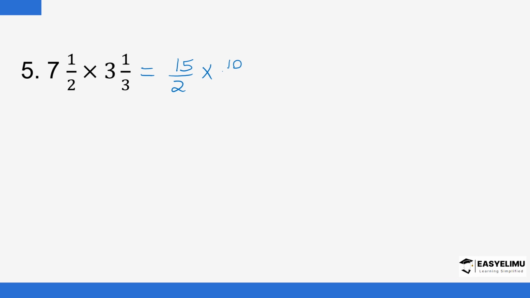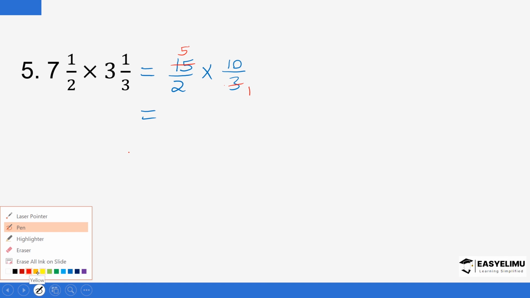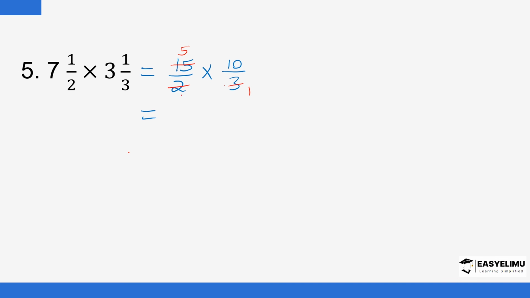So 10 over 3. Again, here you can simplify first or multiply first. If you're having large numbers like this one here, it's usually advisable that you simplify first before you multiply. So as you simplify, you look for common factors in either of the diagonals. For example, this diagonal here, 3 is a common factor. So 3 divides 3 once, 3 divides 15 5 times. Again, 2 divides 2 once, and 2 divides 10 5 times. So you see the numbers remaining now are simpler.